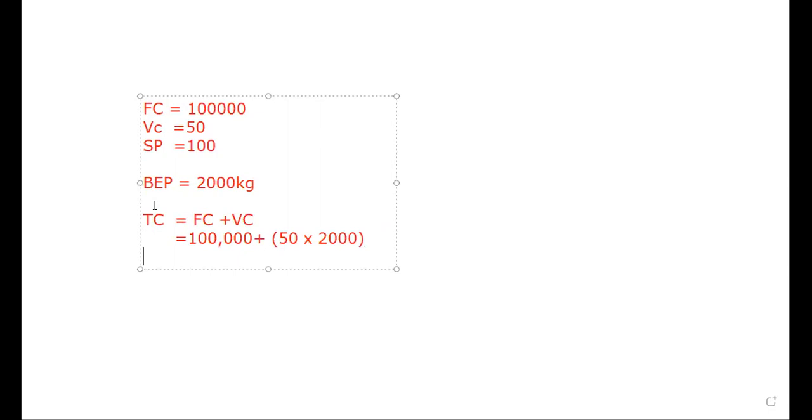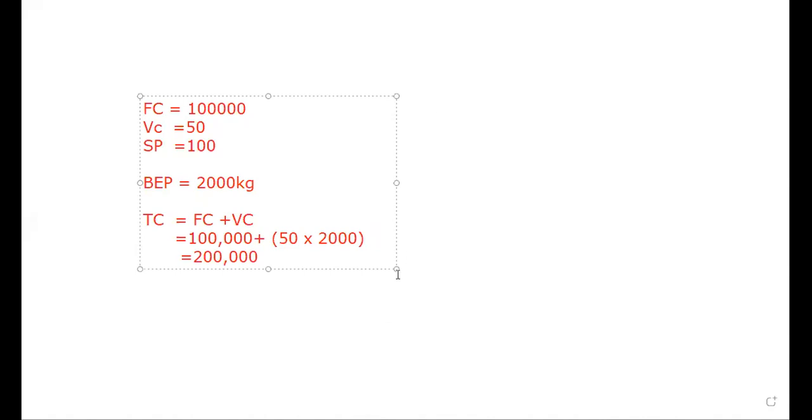The answer 50 times 2000 is another 1 lakh. So total cost is coming here 1 lakh plus 1 lakh, 200,000. Yes, total cost answer is 200,000, Amma gave the correct answer. Total cost. I think the answer is here 200,000, right?